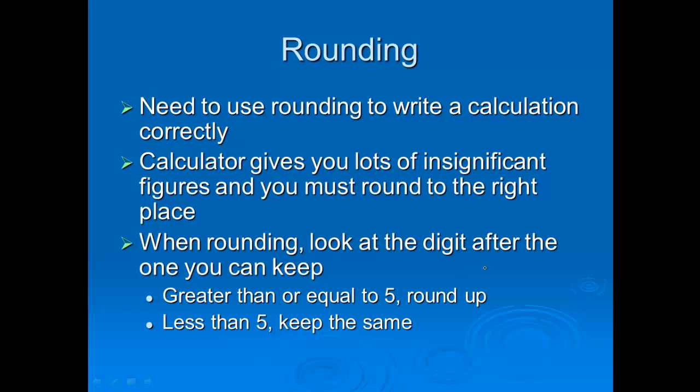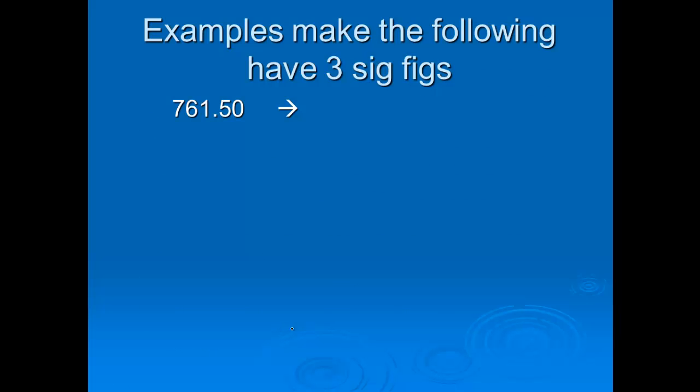Okay, we also need to be able to round when we write a calculation, and our calculator gives us lots of what we refer to as insignificant figures. When rounding, you always want to look at the digit after the one you can keep. We go with the same old rounding that we've been doing for a long time. Greater than or equal to 5, we round up. If it's less than 5, we keep it the same. Okay, so 761.5 would be 762. Because that 5 is going to round it up.